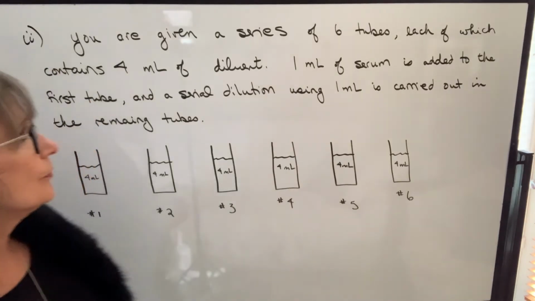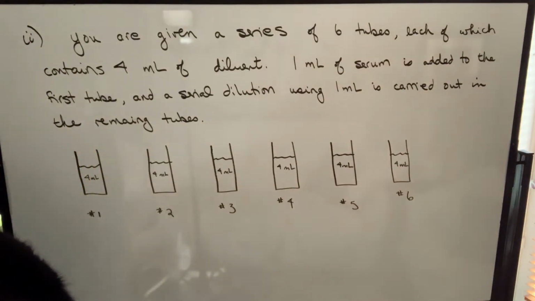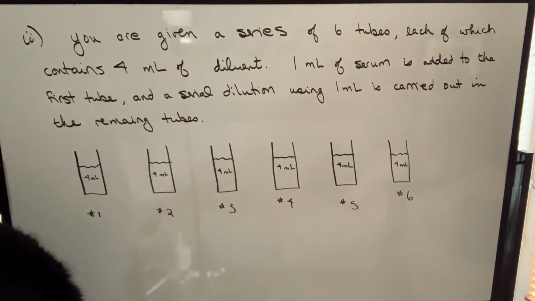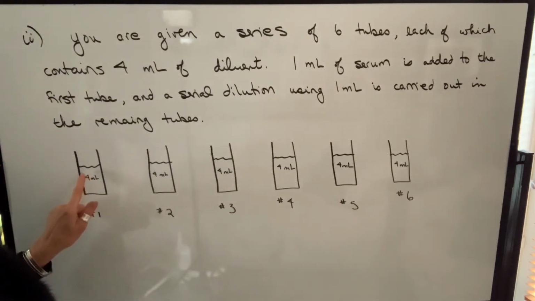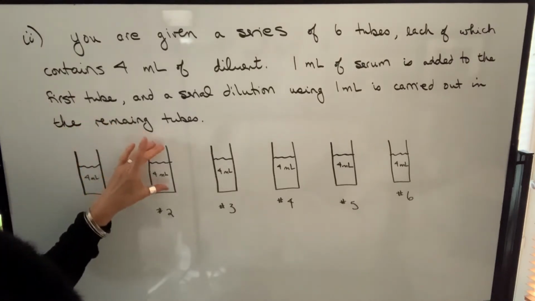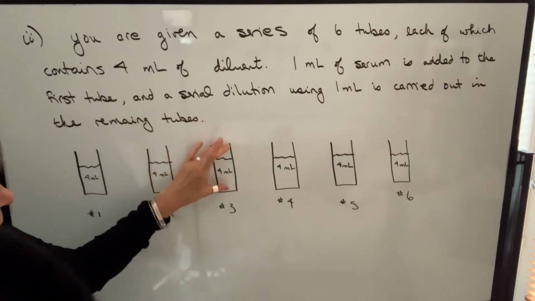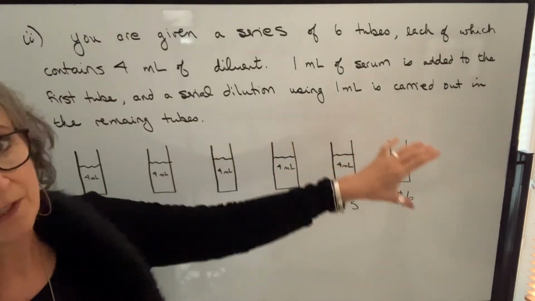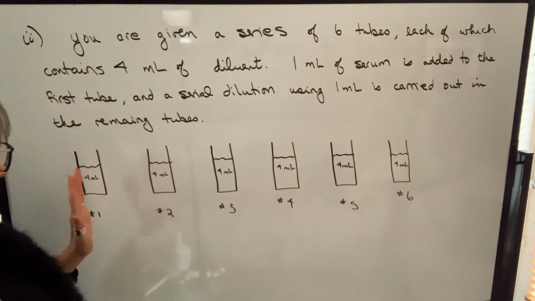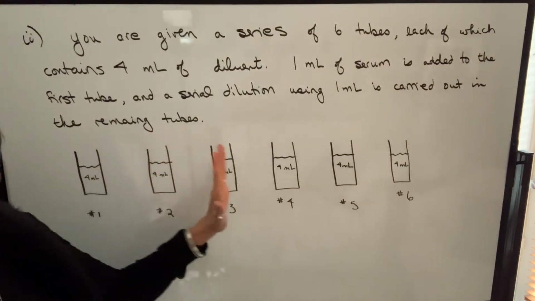In this example, we're told that we're given a series of 6 tubes, each of which contains 4 milliliters of dilutant, which is the same as solvent. In tube number 1, we're going to add 1 milliliter of serum, and then we're going to take 1 milliliter of that solution and put in tube number 2. Then we're going to take 1 milliliter of that and add to here, and so on all the way down the line. So what we want to find is the concentration expressed as a dilution for each of these tubes.